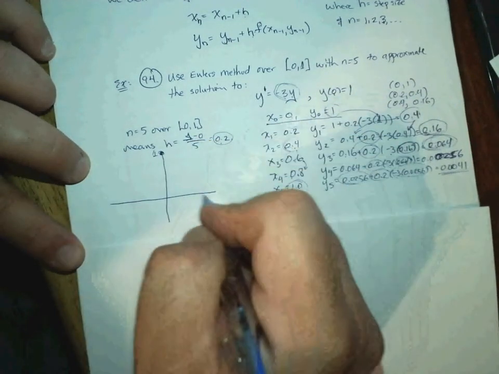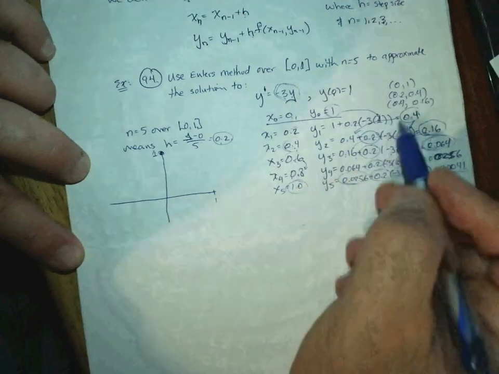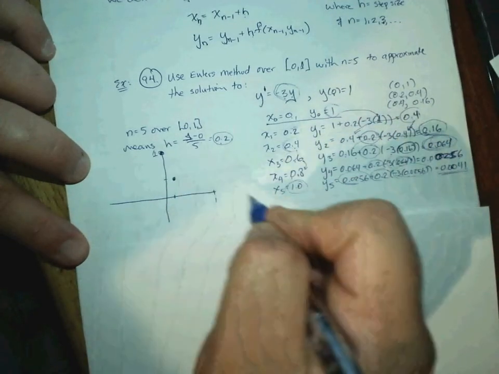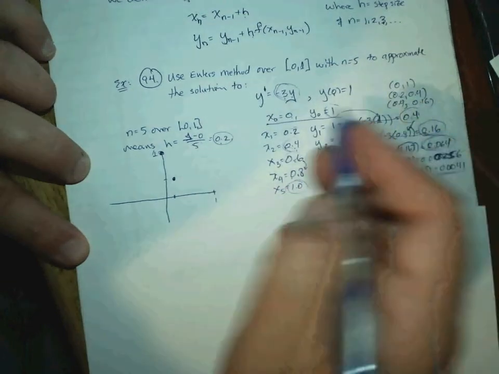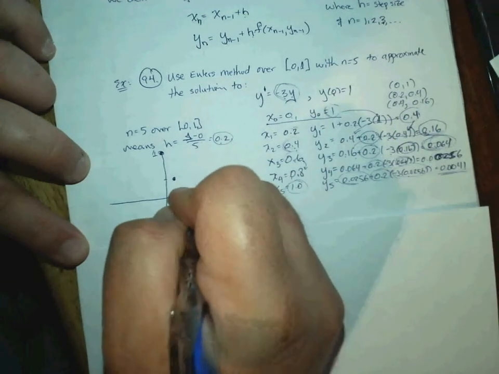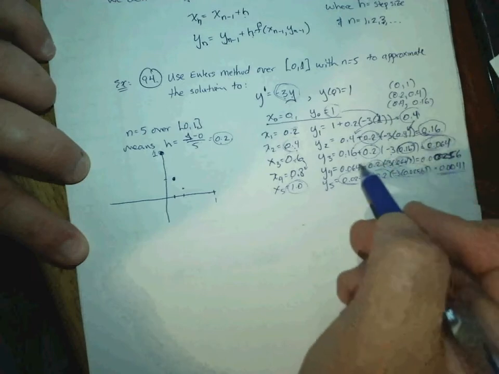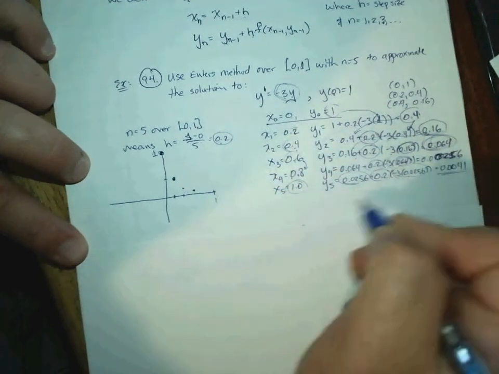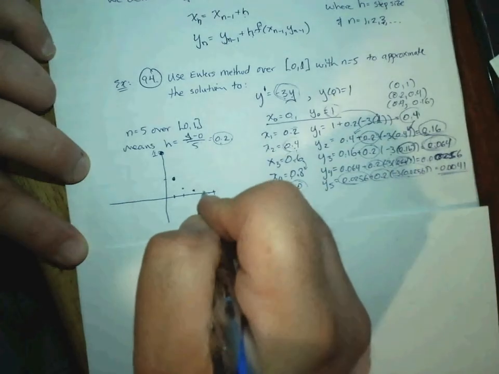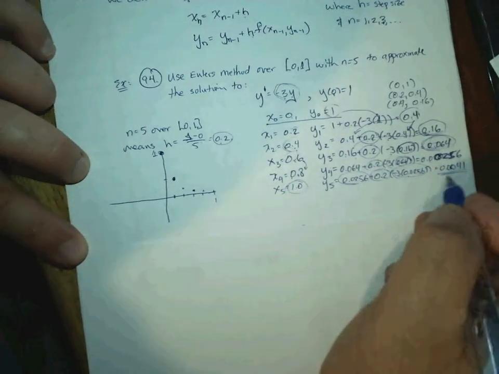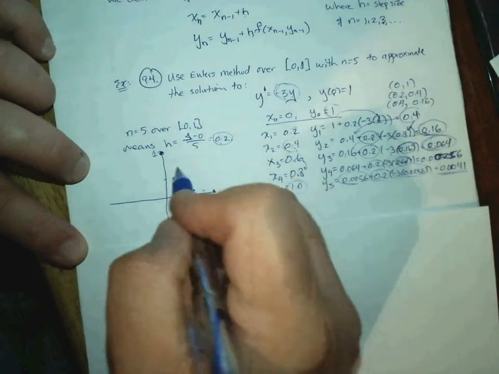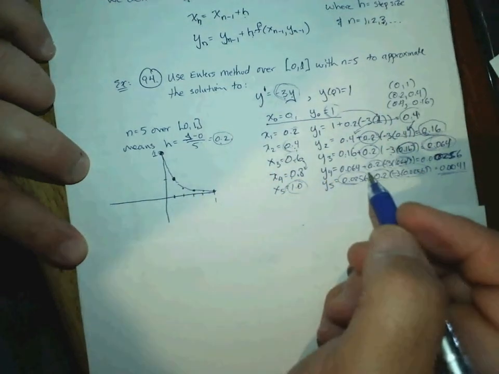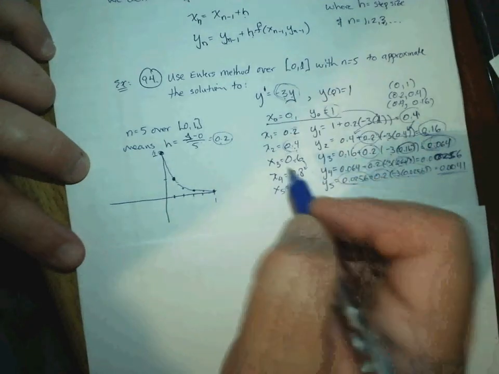0, 1 would be there. 0.2, 0.4 would be there. 0.4, 0.16 would be there. 0.6, 0.064 would be here. 0.8, 0.0256 would be here. And 1.0041 would be here. So we're seeing a solution that's going along in this fashion.